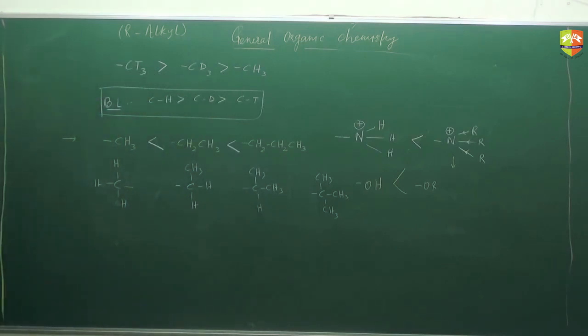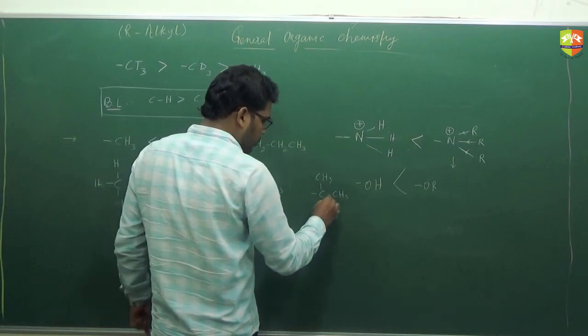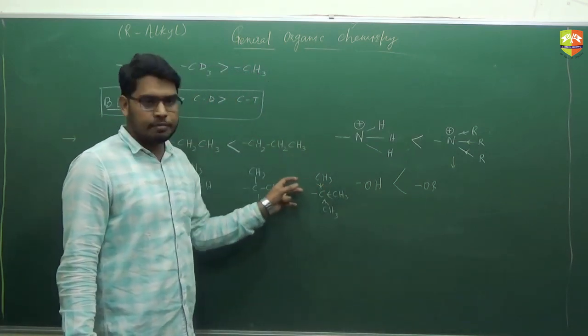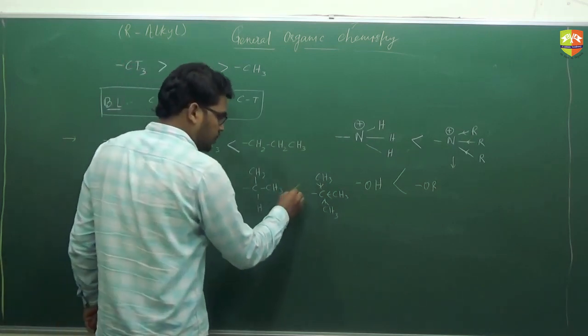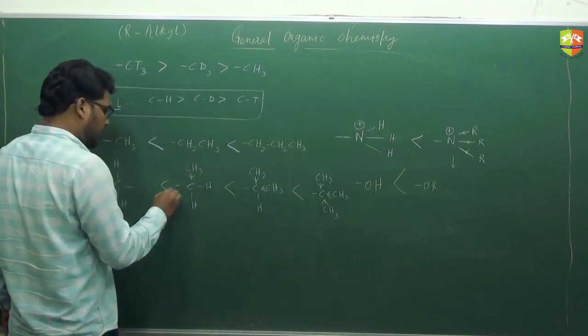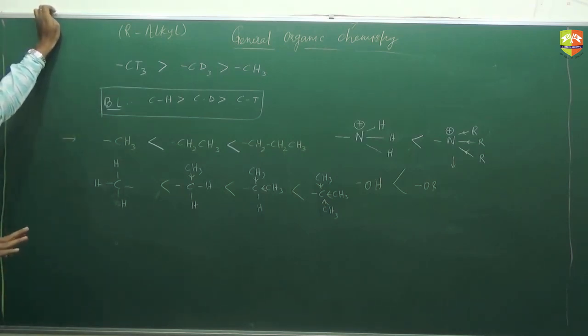Last one has maximum. Okay, because this 3 alkyl group releases electron. Okay, so overall this carbon can release more electron. Okay, this one is maximum. Here we have only 2 such groups. Here we have only 1, and here we do not have. Okay, so इसको हम लोग हमेशा हमेशा relative देखते हैं. We just compare the given molecules in the question.